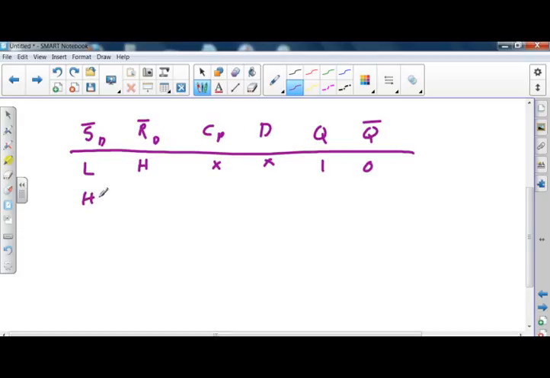I'm high on the set and low on the reset. That means the reset is active. It doesn't matter what the clock is doing or what the data is doing. I get a 0, 1. Outside of time, it's happening.